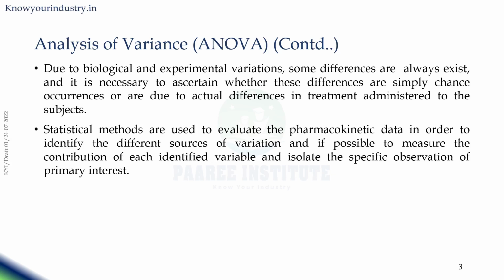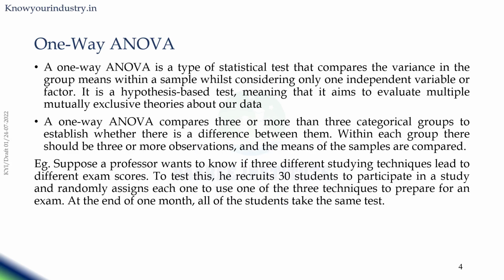Statistical methods are used to evaluate the pharmacokinetic data or any other data in order to identify the different sources of variation and, if possible, to measure the contribution of each identified variable and isolate the specific observation of primary interest. Now we are going to see the types of ANOVA.